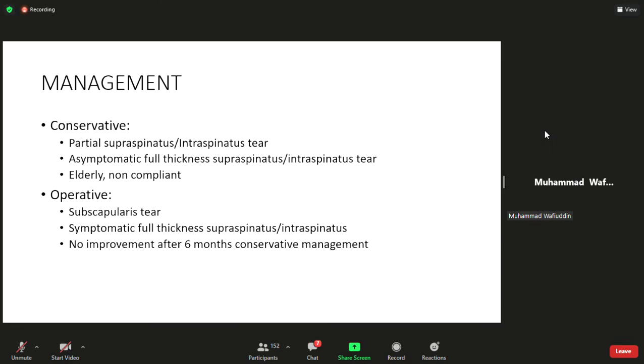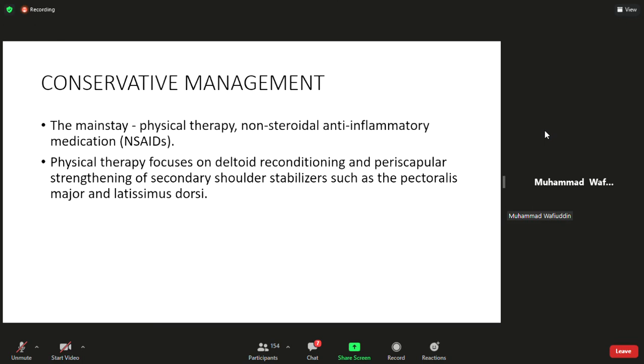All right. For operative, usually it is for a subscapularis tear. It can be due to a symptomatic full thickness supraspinatus or infraspinatus tear. And if there is no improvement after 6 months of conservative treatment, we can suggest the patient for operative treatment. So what is the conservative management in general?